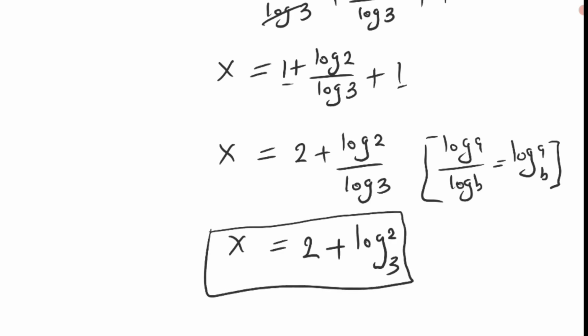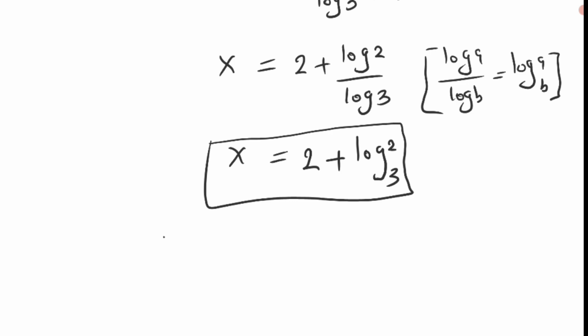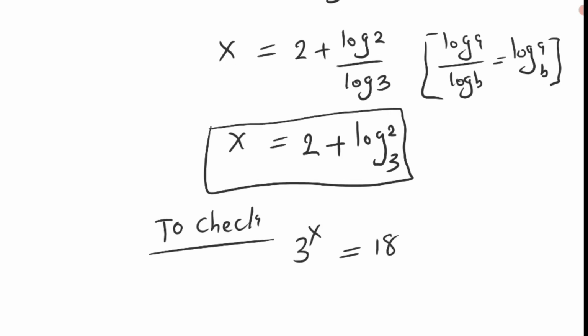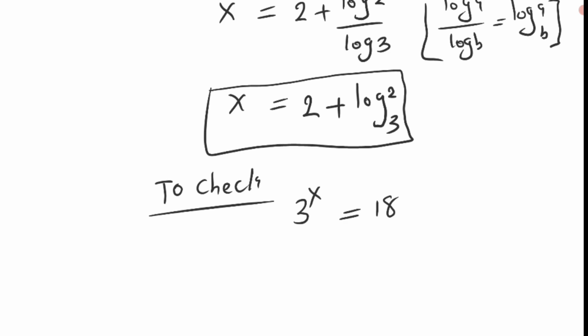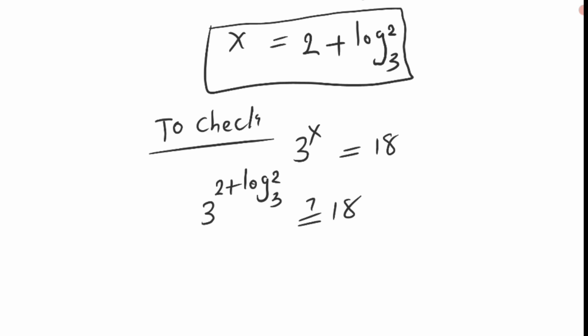We may check to confirm if this answer is right or wrong. Let's check. We have the given equation 3 raised to power s is equal to 18. If s is 2 plus log 2 base 3, we have 3 raised to power 2 plus log 2 base 3 must be equal to 18. Then if you have a raised to power m plus n, this is equal to a raised to power m multiplied by a raised to power n.